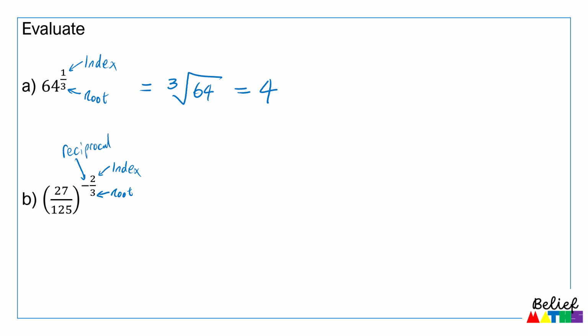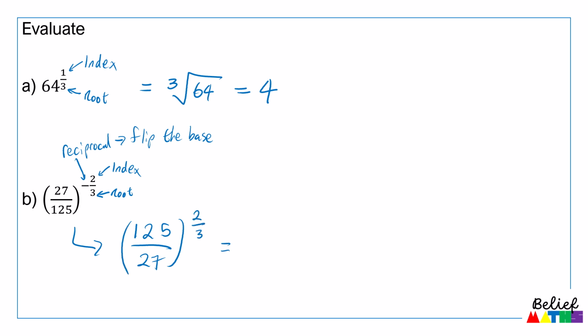Now if you don't know what the reciprocal is, in terms of a fraction, it just means you flip the fraction. So in this case, we're not talking about the power though, we're talking about flipping the base. So let's deal with the minus first. We're going to start our first step, we're going to flip over this base. So we're going to get 125 over 27. Remember, we do not flip the index, so it stays as 2 over 3.